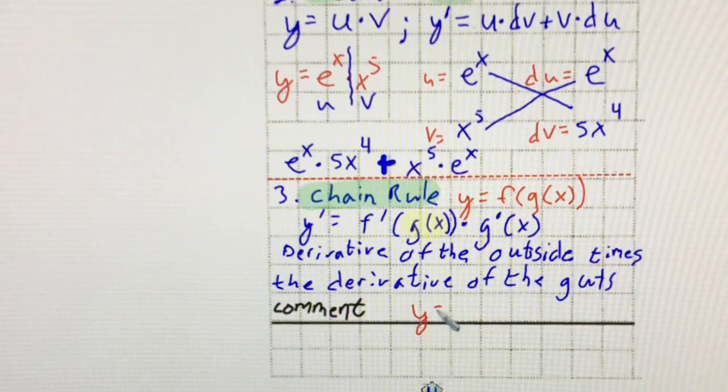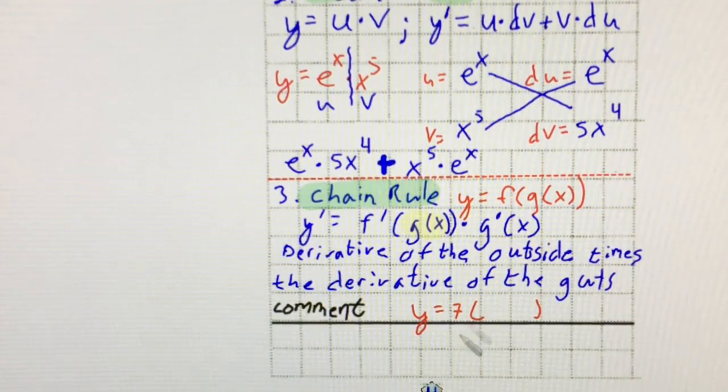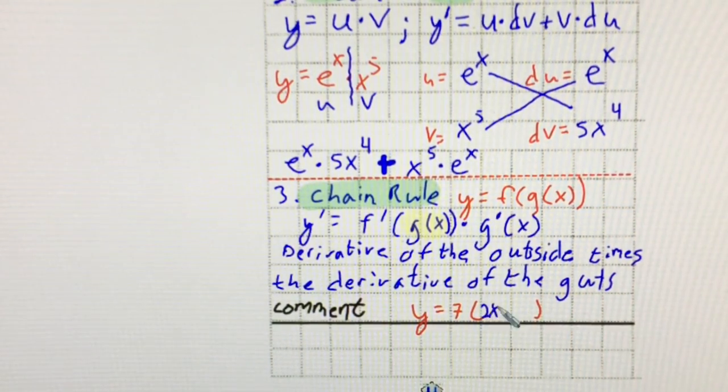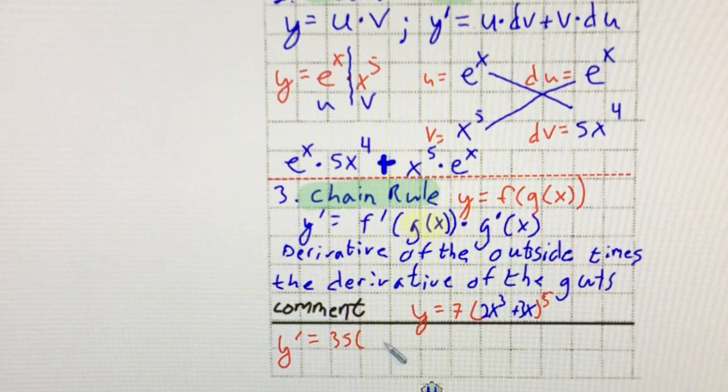If I have y equals 7 times some function, 2x cubed plus 3x, to the 5th power, and I want to take the derivative of that. I'm going to take the derivative of the outside, so y prime is going to equal 5 times 7. It's sort of like I'm using the power rule. 5 times 7, which is 35. I just copy down the guts, 2x cubed plus 3x. I subtract 1 from the exponent. That's to the 4th power.